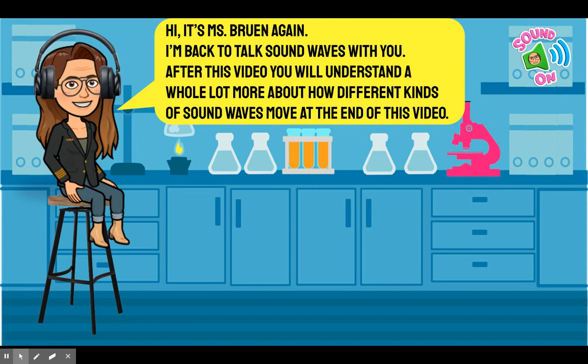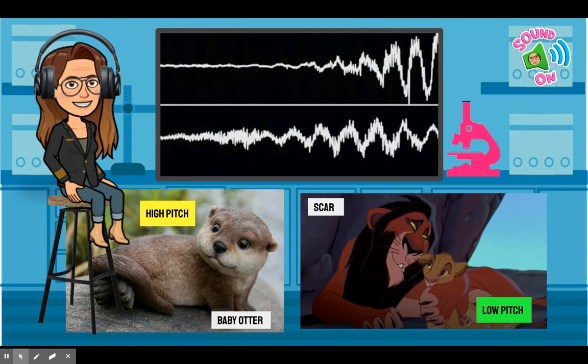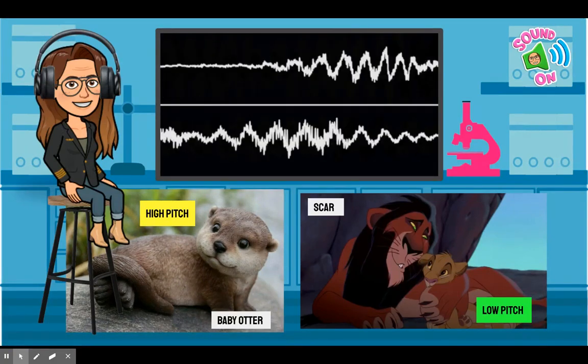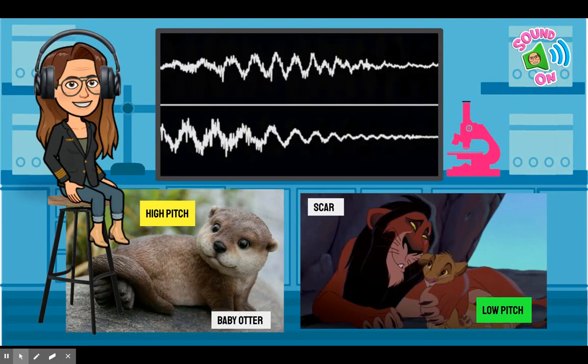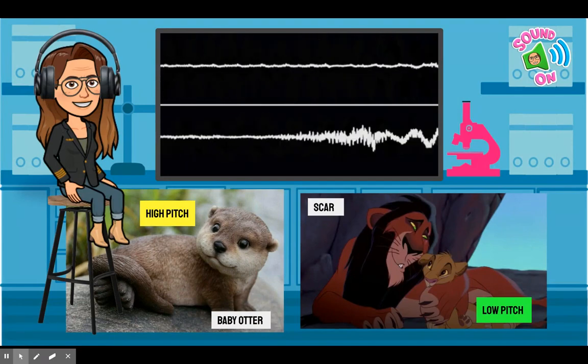So, just like water waves, all sound waves are not the same. Some can be powerful enough to break glass, while others have the power to put us to sleep. No matter what kind of sounds you like to listen to, there's no denying that every sound is very different. There are high pitched, squeaky, squealy sounds like the ones that baby otters make. Listen.